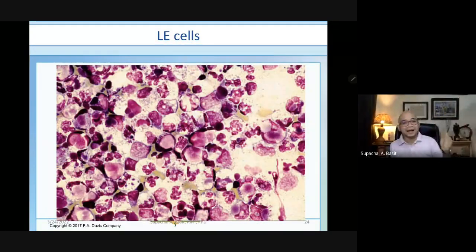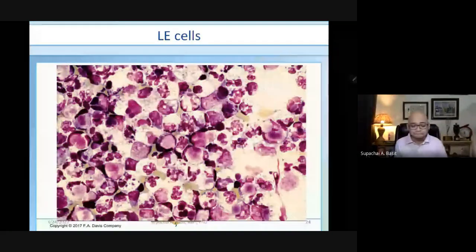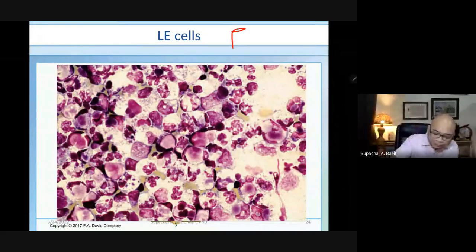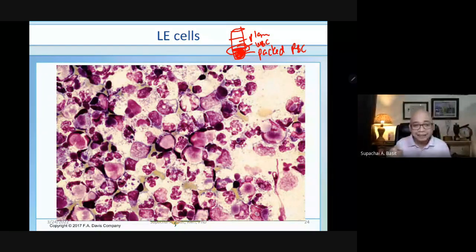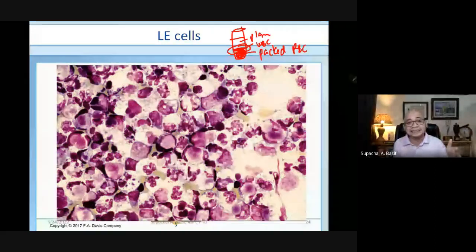So one way of diagnosing SLE is to get the Buffy coat of the patient. If you could remember, the Buffy coat is made up of the packed RBC, then the WBC, the creamy white layer, and then the plasma. The creamy white layer between the packed RBC and the plasma is what you call the Buffy coat. This is where we can find the LE cells.